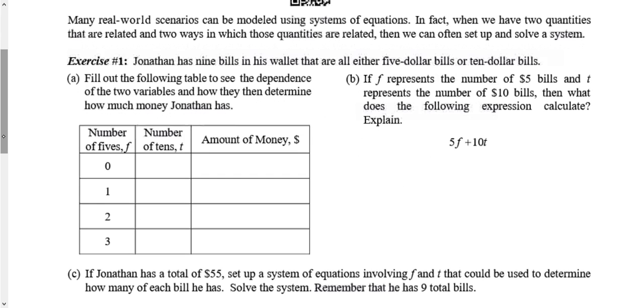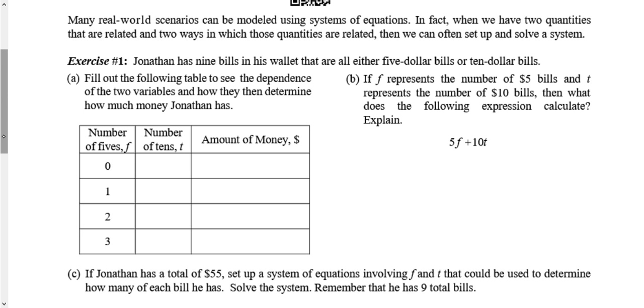What's happening in exercise 1, Serenity? Jonathan has 9 bills in his wallet. They are all either $5 bills or $10 bills. Okay. Serenity, what kind of bills does he have in his wallet? $5s and $10s, yeah? Okay. So let's fill out this table to see.